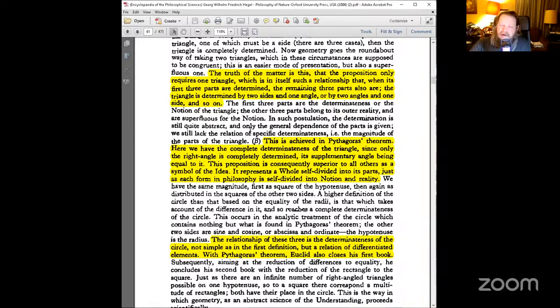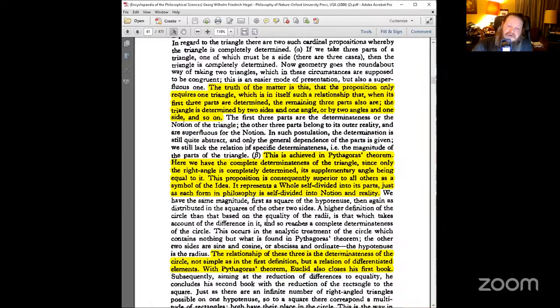I don't know why I highlighted this, but I'll just read it out. The truth of the matter is this, that the proposition only requires one triangle, which is in itself such a relationship that when its first three parts are determined, the remaining three parts also are. The triangle is determined by two sides and one angle. So basically, he's isolating what is necessary to define a shape and what's not.